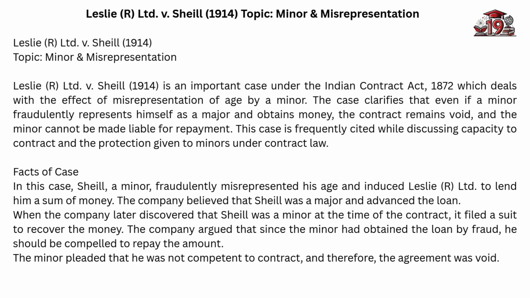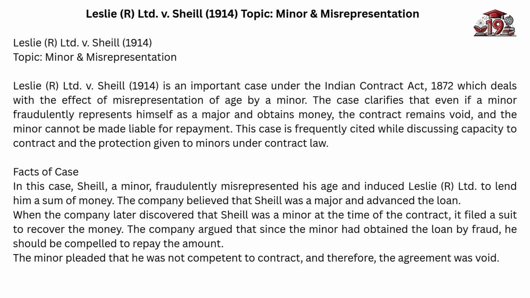Leslie (R.) Limited v. Sheill, 1914, is an important case under the Indian Contract Act, 1872, which deals with the effect of misrepresentation of age by a minor. The case clarifies that even if a minor fraudulently represents himself as a major and obtains money, the contract remains void, and the minor cannot be made liable for repayment. This case is frequently cited while discussing capacity to contract and the protection given to minors under contract law.